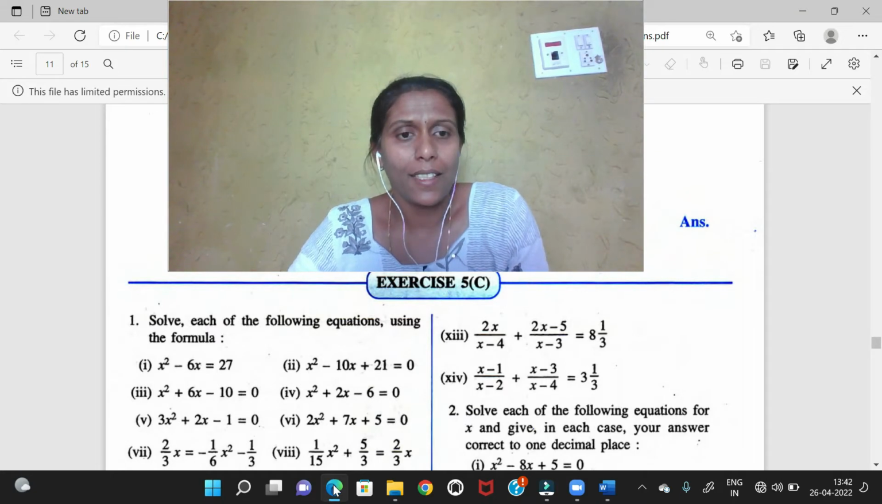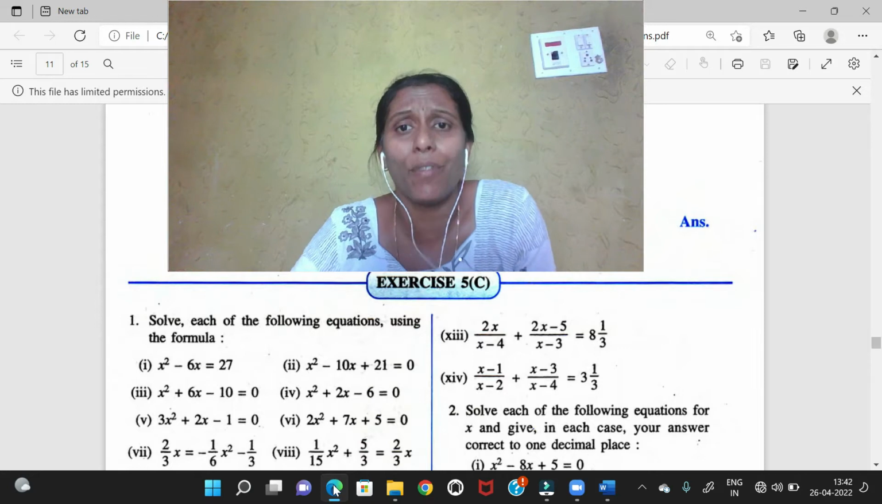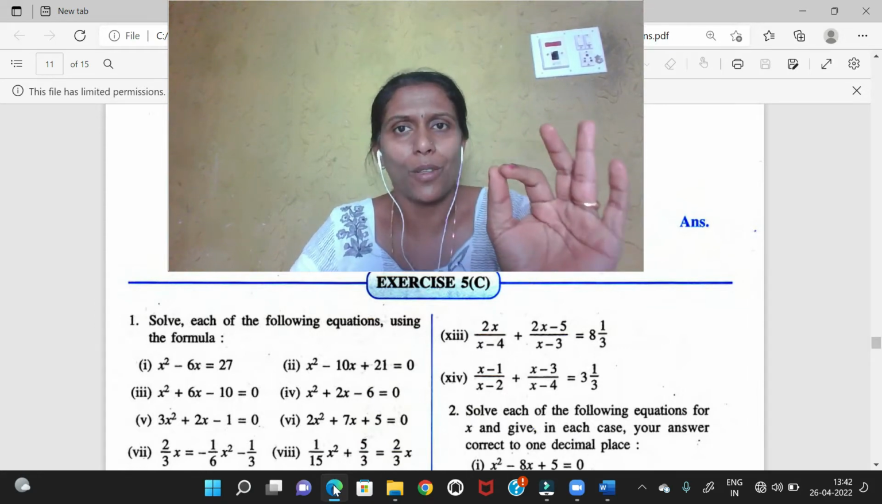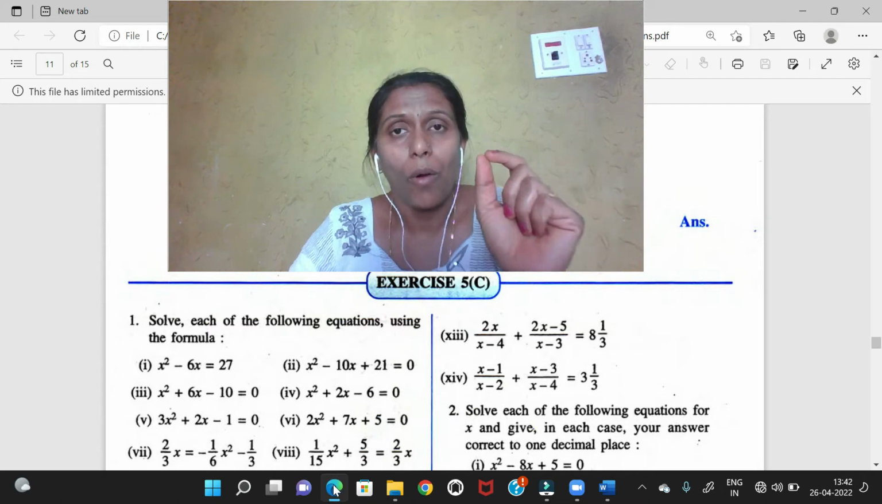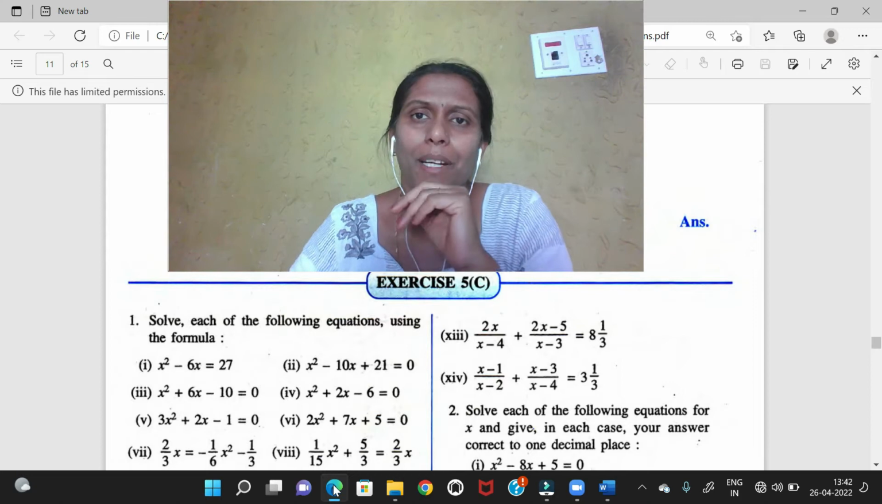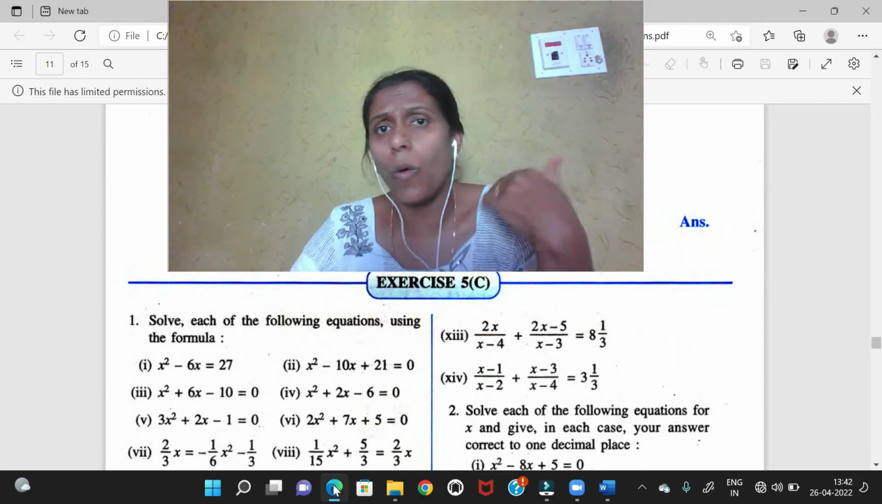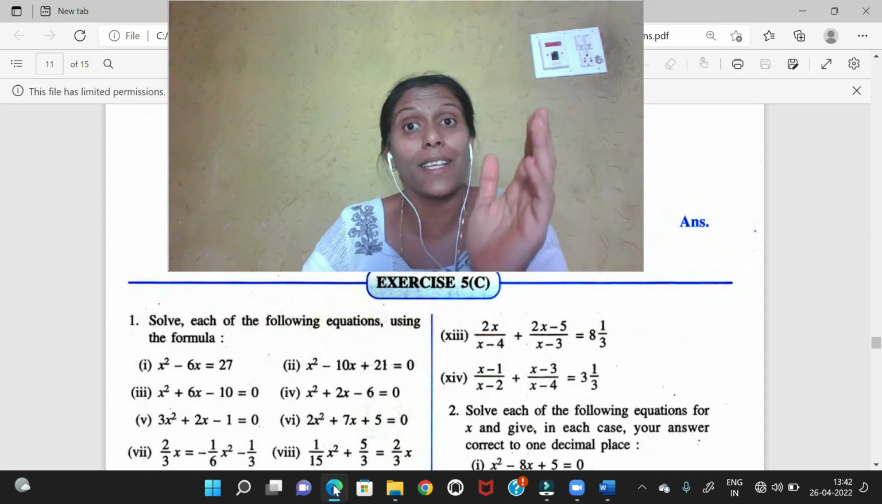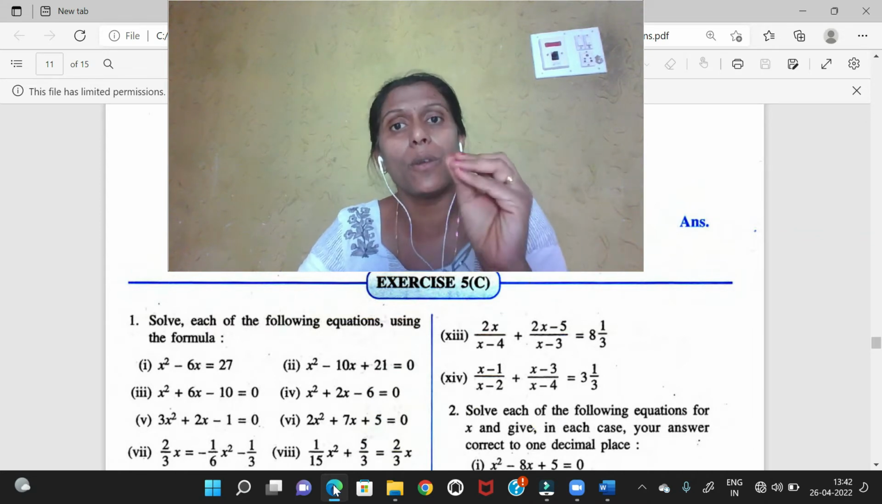Here they're asking: solve each of the following using the formula. Which formula, and for what are we going to solve? This being quadratic equations, we are going to solve the quadratic equations. What do I mean by solving quadratic equations? It is nothing but finding the square roots. Wasn't it finding the square roots earlier? We were finding the square roots, but here we are going to find them using the formula.